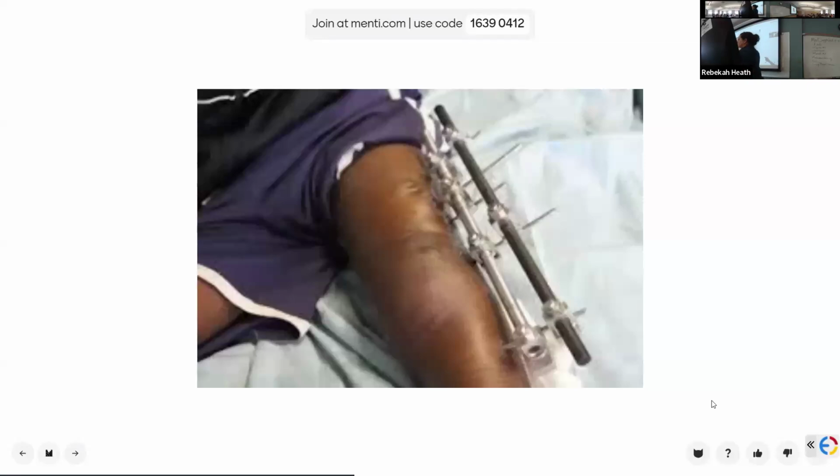And eventually, just so you guys know, these do come off, right? There's all the metal inside the body, and once the bone heals, they take these off.